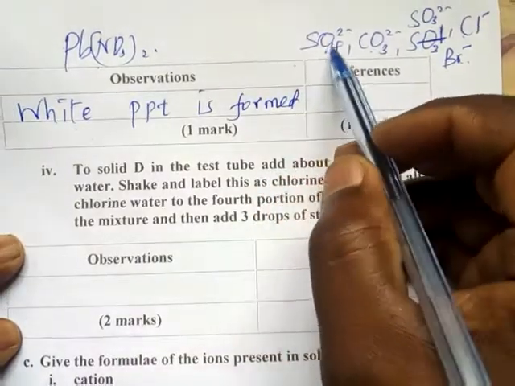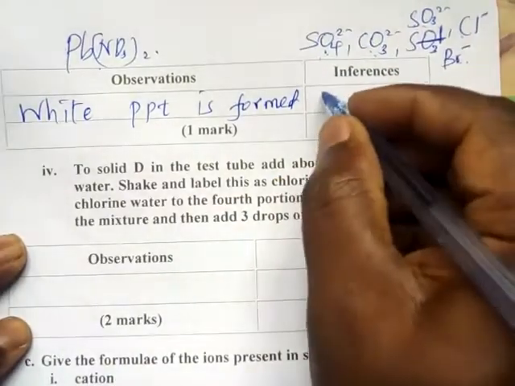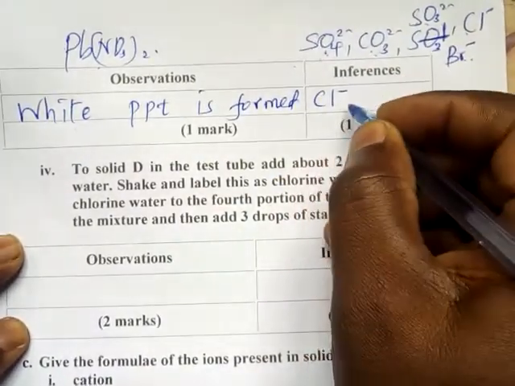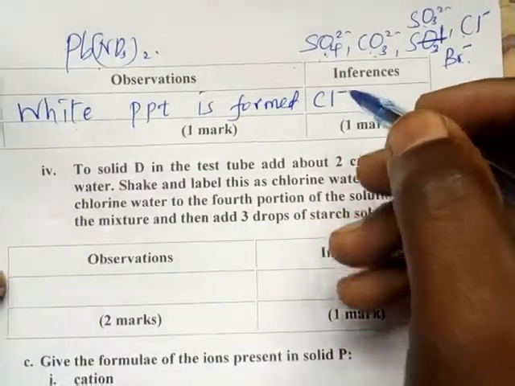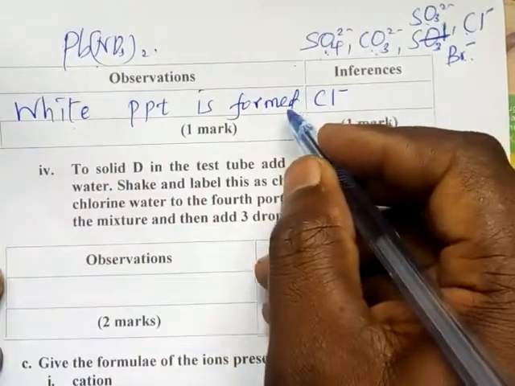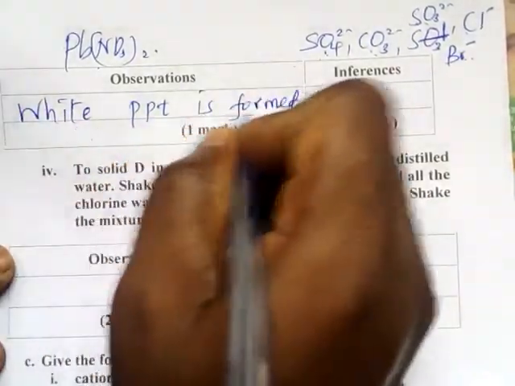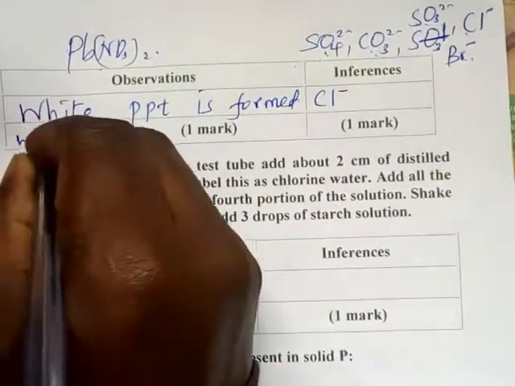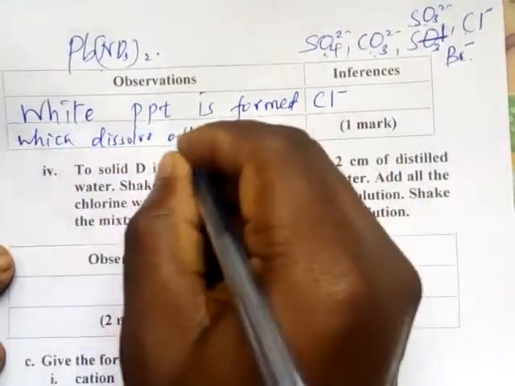Therefore, we are not going to write the sulfate, the carbonate, or the sulfite present here. We are going to write that the chloride... Even before we write the inference, what happened? Did it dissolve on warming? Yes. So a white precipitate is formed, which dissolves on warming.